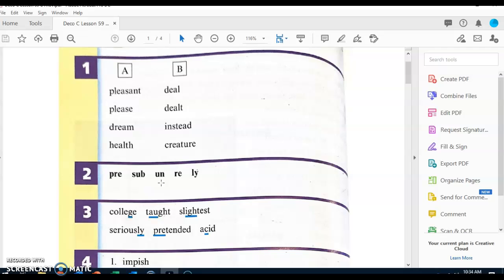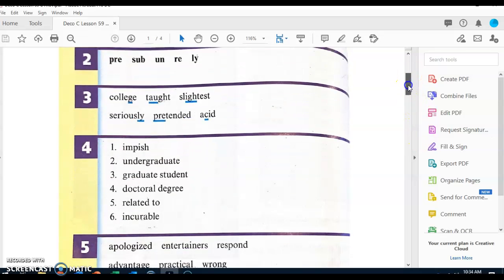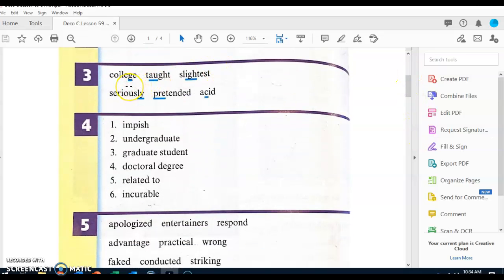Touch the letters UN. What's one meaning of un? Not. Touch the letters RE. What's one meaning of re? Again. Touch the letters LY. What's one meaning of ly? How something happened.